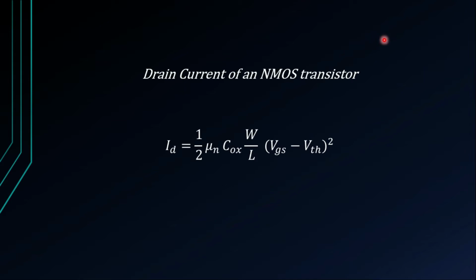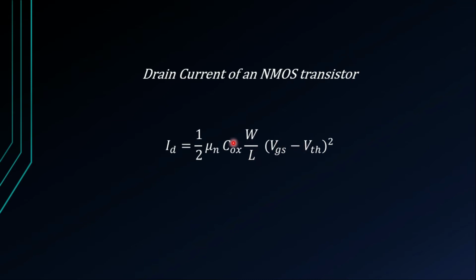How to increase this ID? With increasing ID, we will increase the speed of the chip. We can increase any one of these parameters like mu n or Cox or W, or decrease L, which we are doing by scaling down the transistors, or VGS minus VTH, VGS or VTH. By fine tuning any one of these parameters, we can make this ID increase. Now, W and L are design parameters, and so are VGS and VTH.